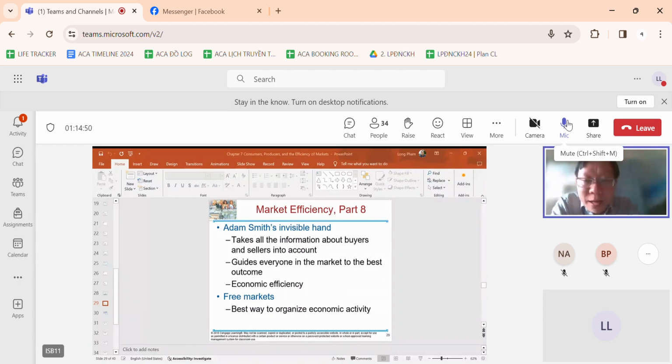Vietnam now is not a central planning economy. To some extent, we are a market-oriented economy, following the socialist-oriented market economy, kinh tế thị trường, định hướng xã hội chủ nghĩa. We are no longer a central planning economy, but we are not a free market.